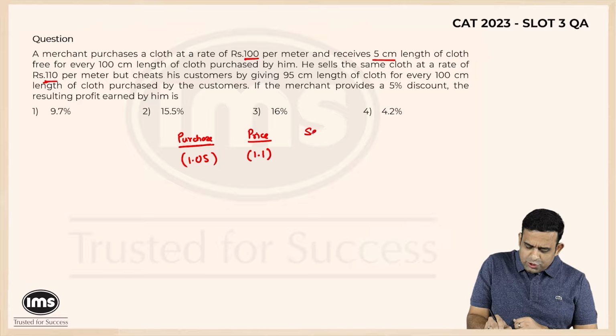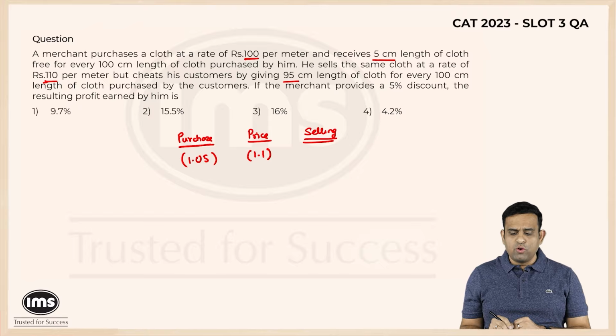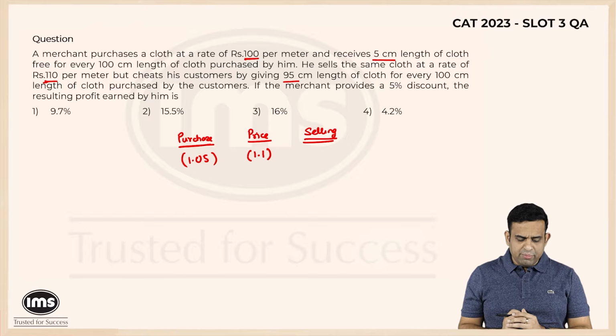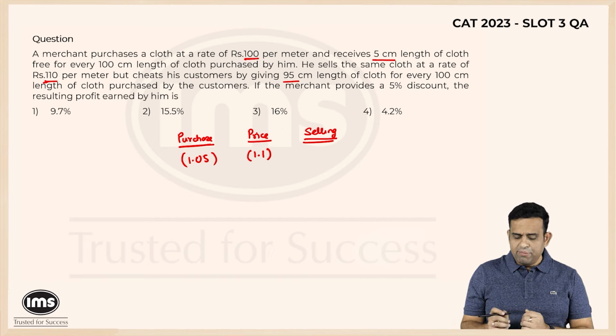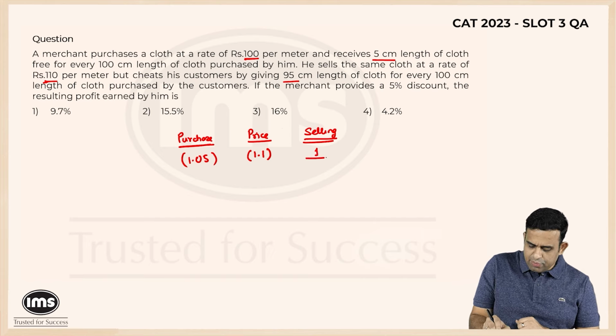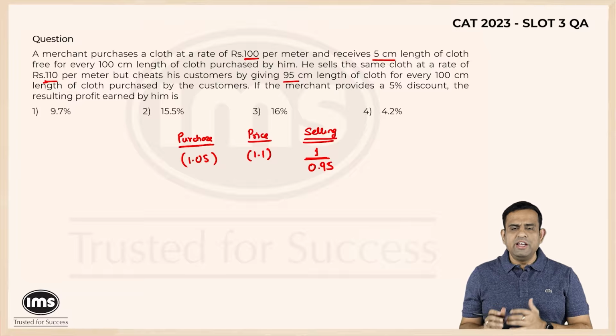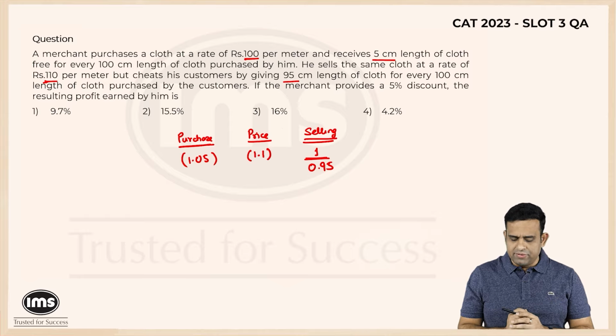Then while selling also, he's cheating the customer. And if you look at in this particular case, he's giving only 95 centimeter length of cloth for every 100 centimeter length of cloth purchased by the customer. So in this particular case, the multiplier one can say would be nothing but 1 upon 0.95. Because for every 100, he is only selling, let's say, 95.